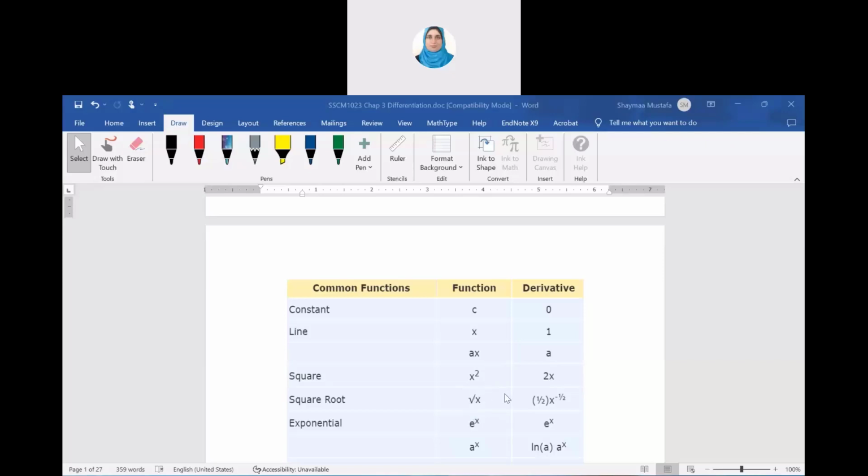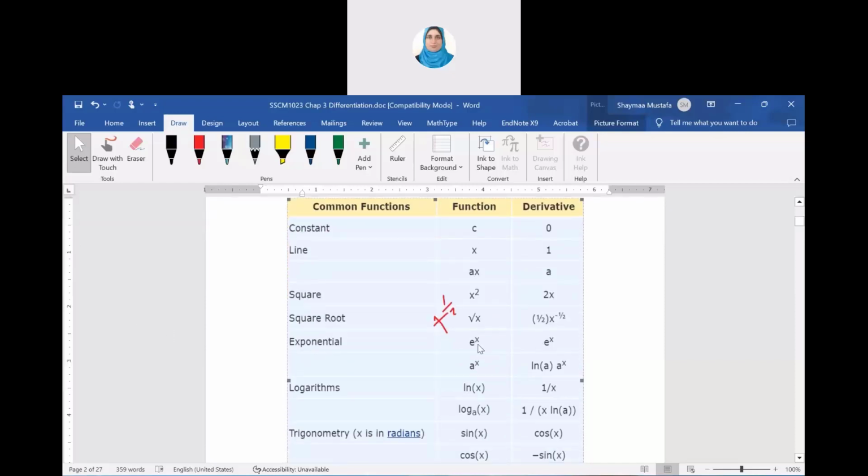Okay, the derivative for square root of x is similar to the power function, because the square root of x is equal to x to the power 1 over 2. So as a power function, the 1 over 2 will become the constant. And 1 over 2 minus 1, which means minus 1 over 2, will be the new power. So the original power will be multiplied as a constant, and the new power will decrease by 1.